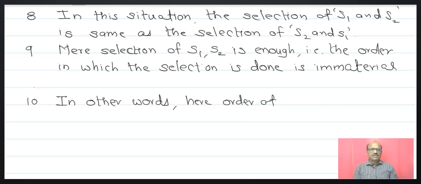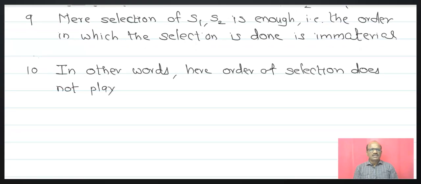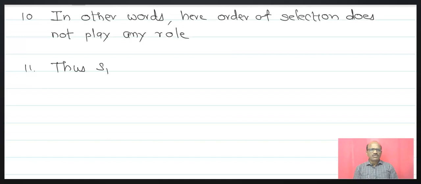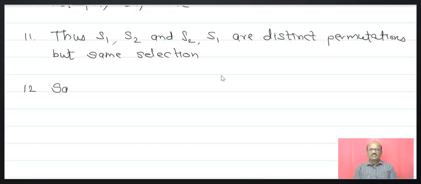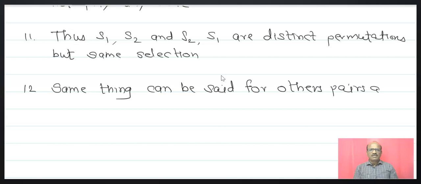In other words, here the order of selection does not play any role. Thus, S1 S2 and S2 S1 are distinct permutations but the same selection. The same thing can be said for other pairs also.